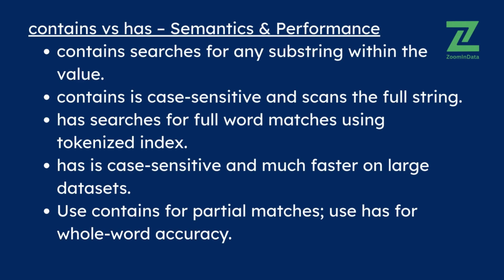Now let's compare contains and has. Contains searches for any substring within the value. Contains is case sensitive and scans the full string. Has searches for full word matches using tokenized index. Has is case sensitive and much faster on large datasets. Use contains for partial matches. Use has for whole word accuracy. The difference in speed comes from indexing. Has leverages tokens, while contains does raw scanning.